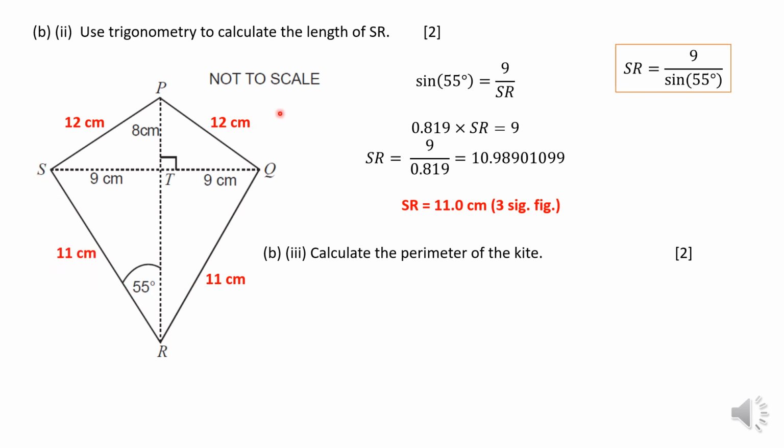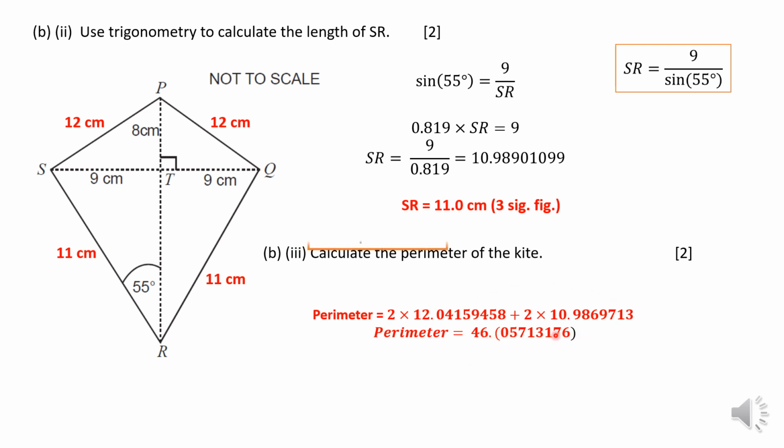So you see what I mean by the diagram not being to scale, because here it looks like this distance is supposed to be longer than that, but that's not the case because the diagram is not to scale. So you can use this 11 and 12, or you can use the other values of what it actually is, 12.0 and 10.9. Well, you get to an answer of 46 point something, so the correct answer should therefore be 46.1, or 46 centimeters is accepted as well.